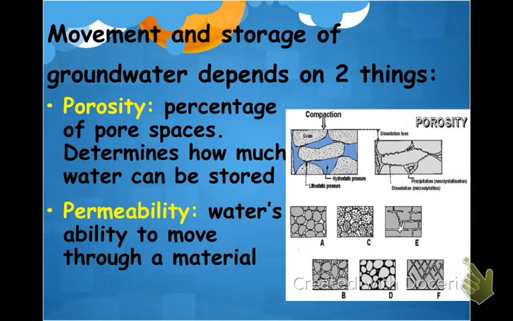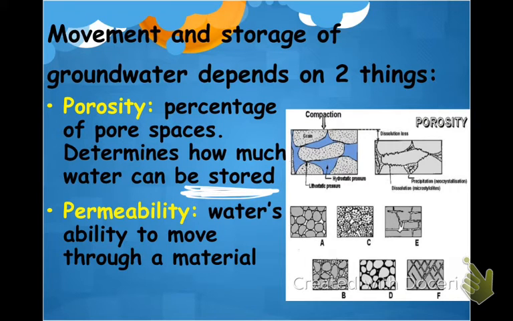So porosity and permeability. These are two very important vocabulary words that you need to understand. This is what's going to determine how water is able to move into the ground and whether or not water is going to be stored in the ground. Porosity and permeability are two opposite things. If something is very porous, it can store water. So when you think of porosity, you need to think of storing. Okay, that's your key word. If something is porous, it's like a sponge.